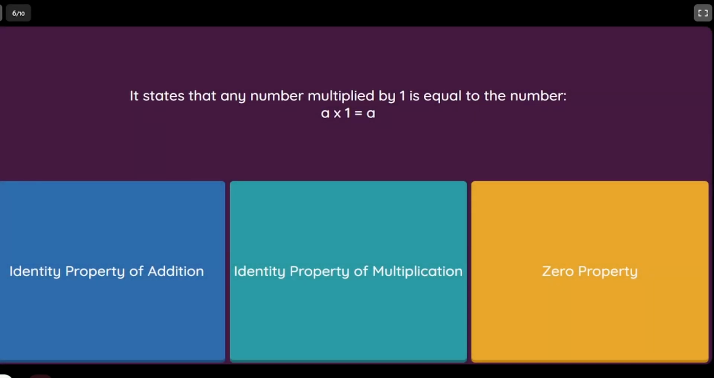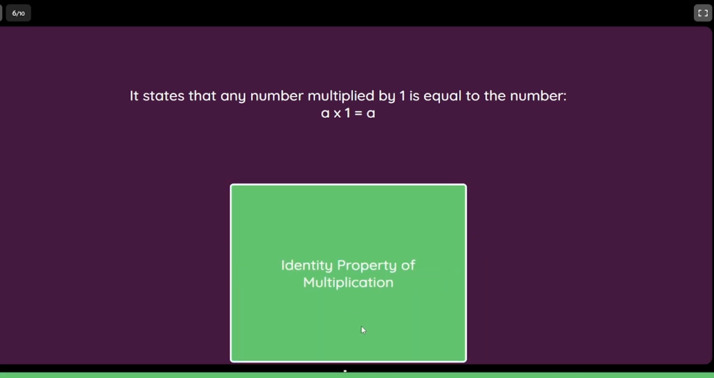Question number 6. It states that any number multiplied by 1 is equal to the number. We know 1 is the multiplicative identity, and that is going to be for multiplication. There you go.